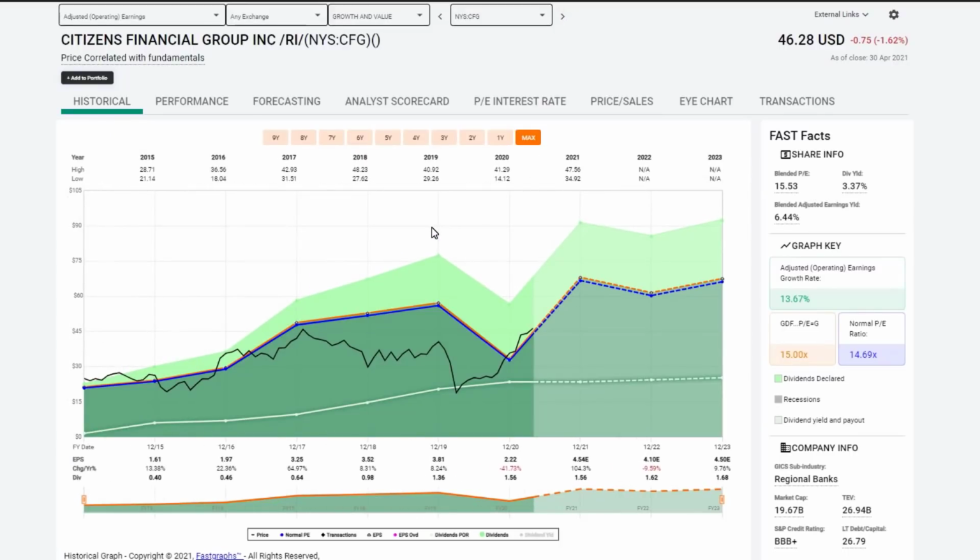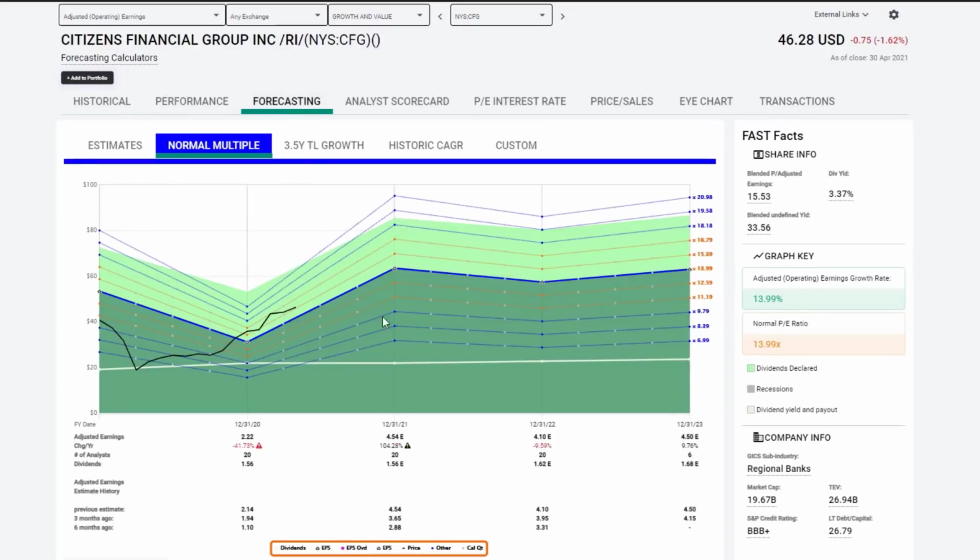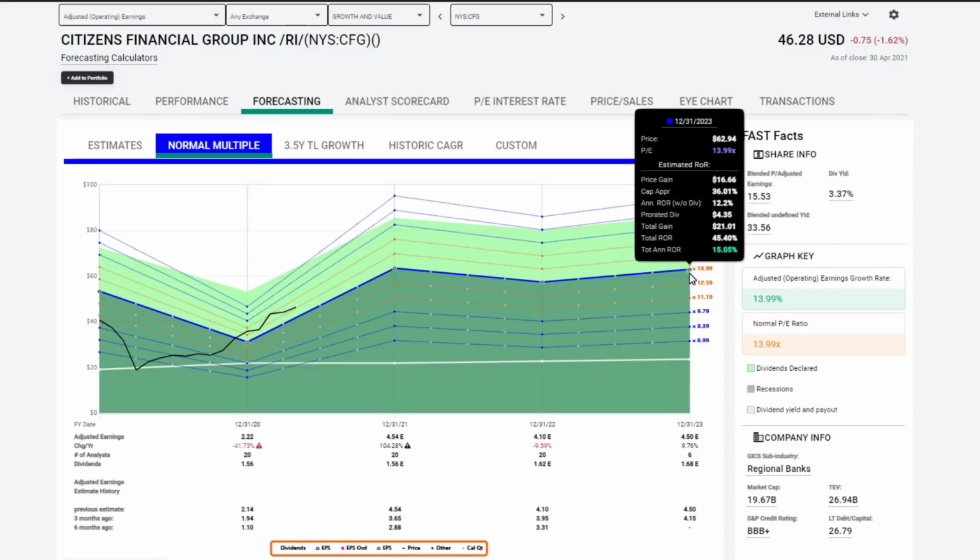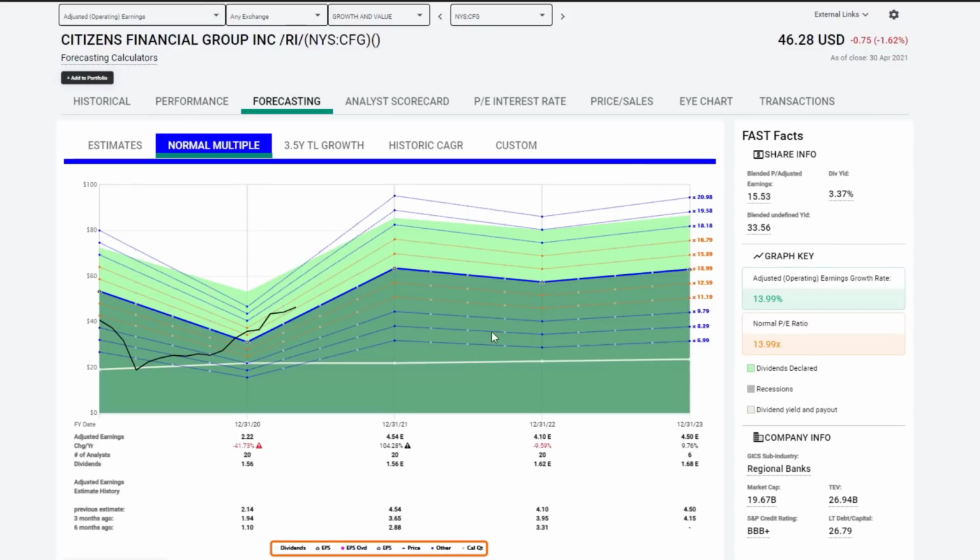Citizens Financial is another financial. This is a regional bank. It's got very strong earnings forecast for this year. The company, again, is BBB plus rated, offers about a 3.37% current yield, which is one of the highest in the group here. But if I go out to 2023 again, I do want you to note that this has double-digit 15% plus rates of return.